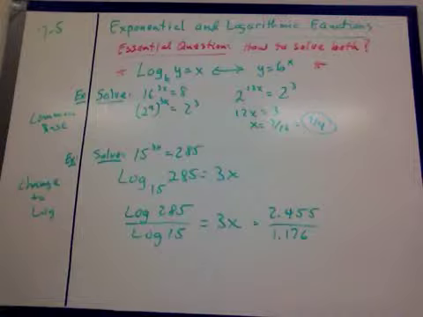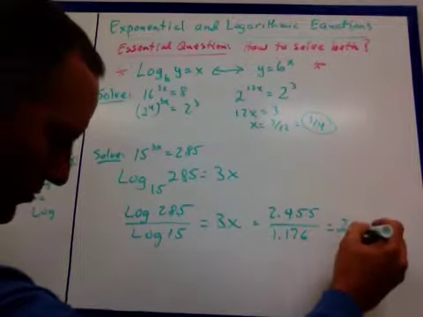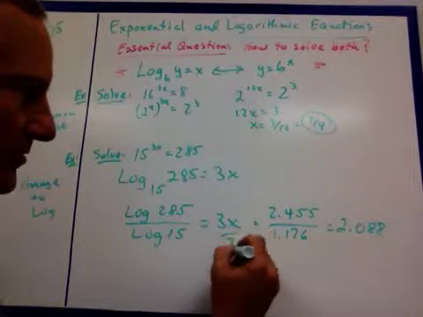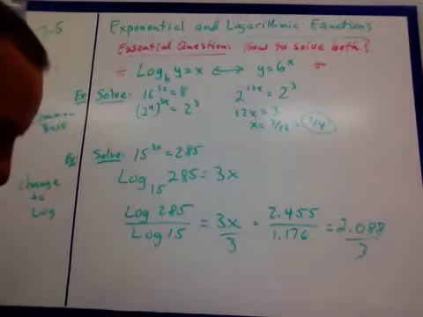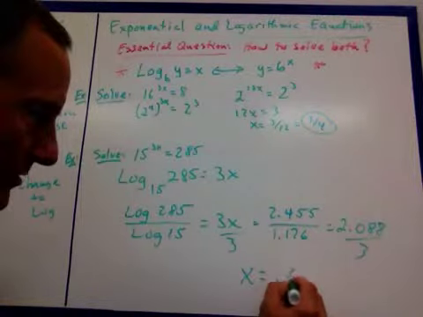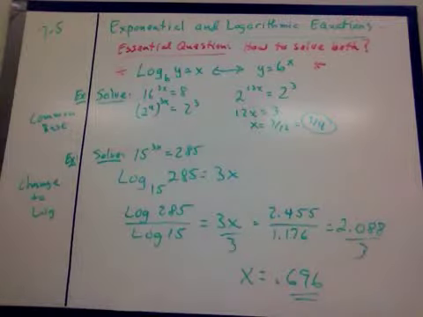let's take the log, clear that. Take 2.455 and you divide it by 1.176. You get 2.088, and then just divide the 3 out. And you get x equal to 0.696 if I carry it out 3 places like the rest of them.